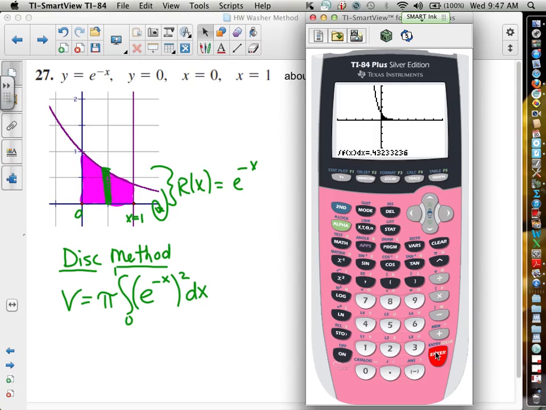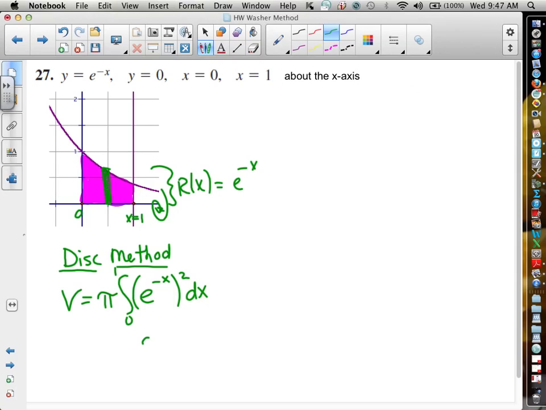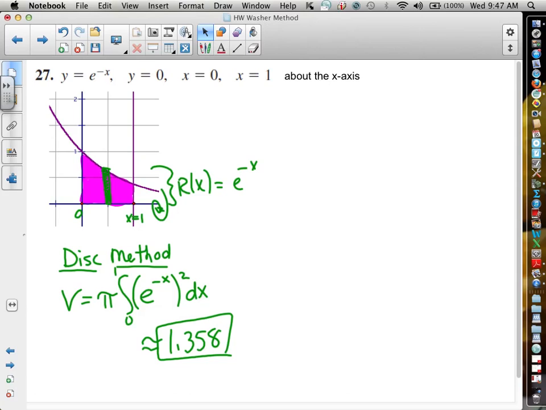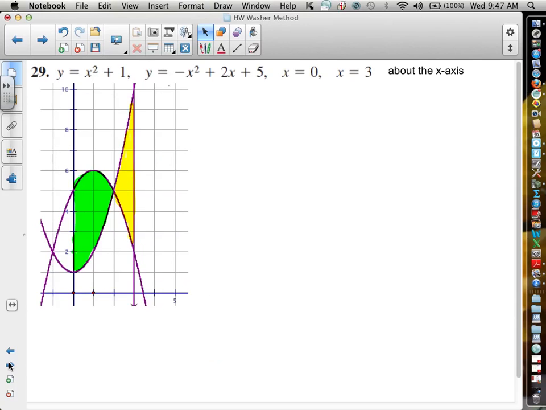0.423, we'll try to convert it. Okay, it won't convert, so let's just multiply it by pi, just estimate the entire answer there. So times pi, 1.358 for our volume.